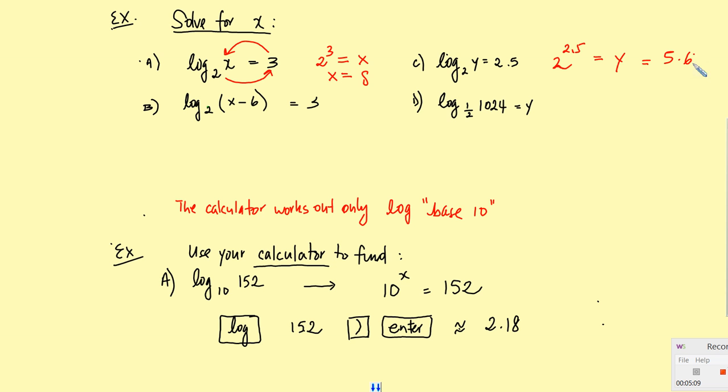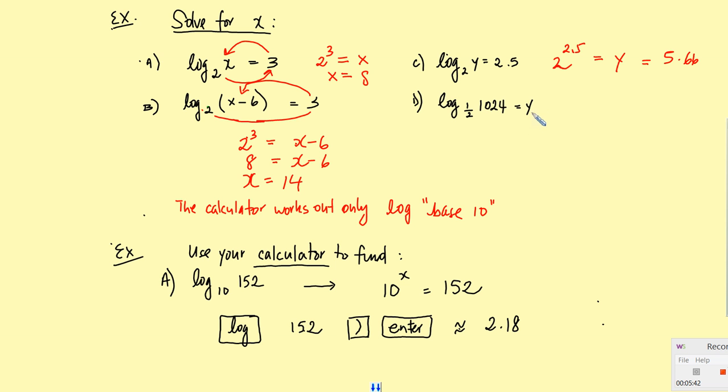If I were to do log base 2 of x minus 6 equals 3, well, that's really like saying 2 raised to the power of 3 has to give me the entire expression here, x minus 6. So 2 to the power of 3 equals 8, not 6. And so that 8 is equal to x minus 6, and so x would equal 8 plus 6, which is 14.